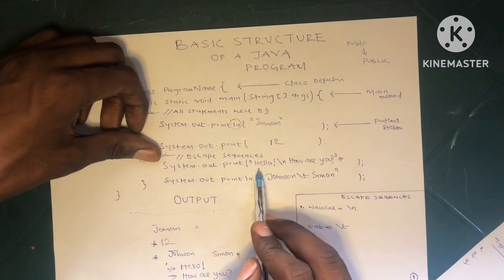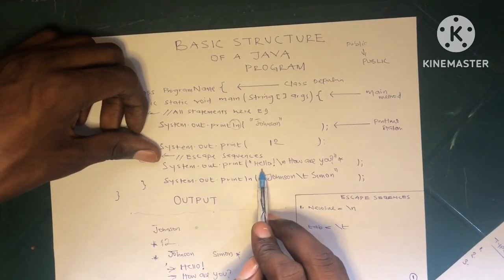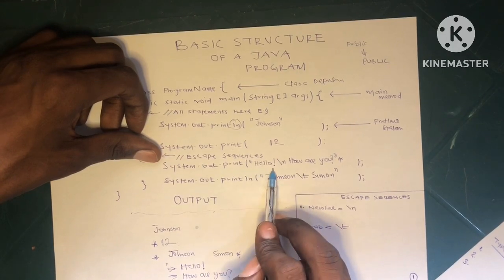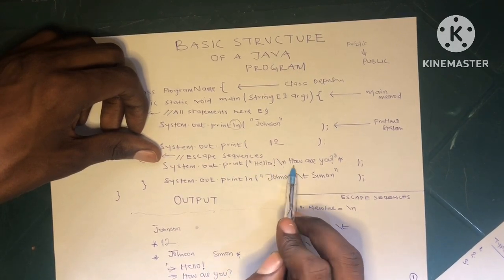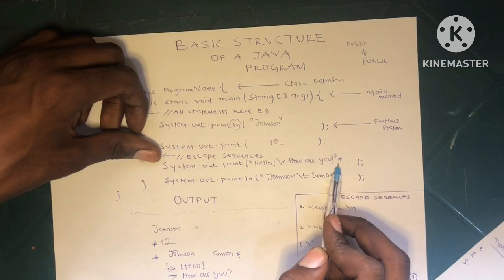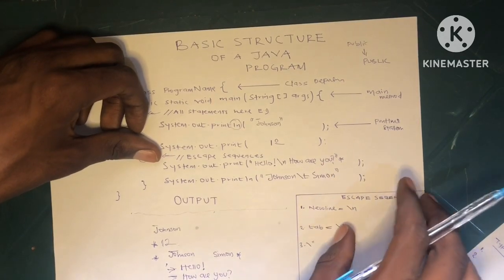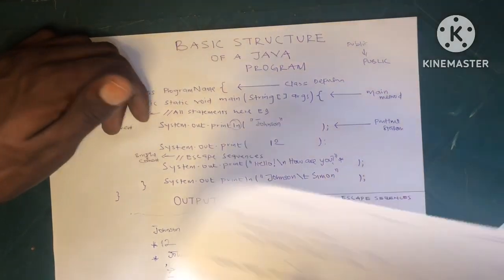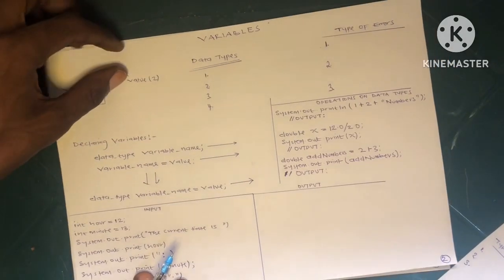For this statement here, it is just saying that after writing hello, I should put a new line and ask how are you. Hope you do understand. So at this point, we'll be going to the next module, which is variables.